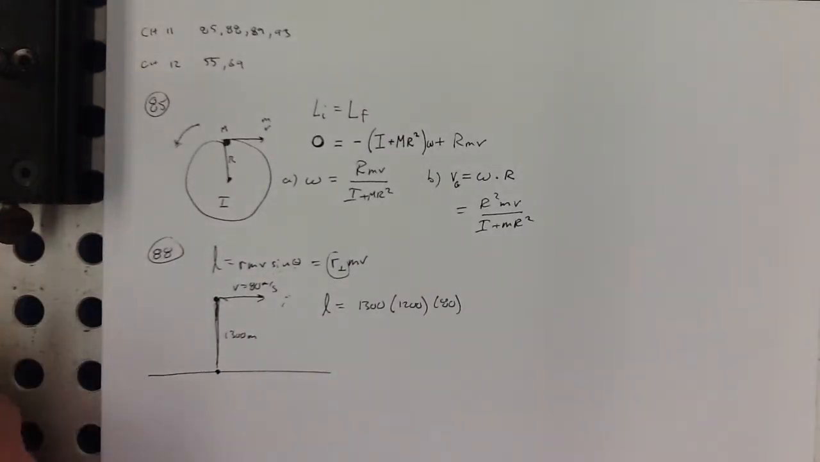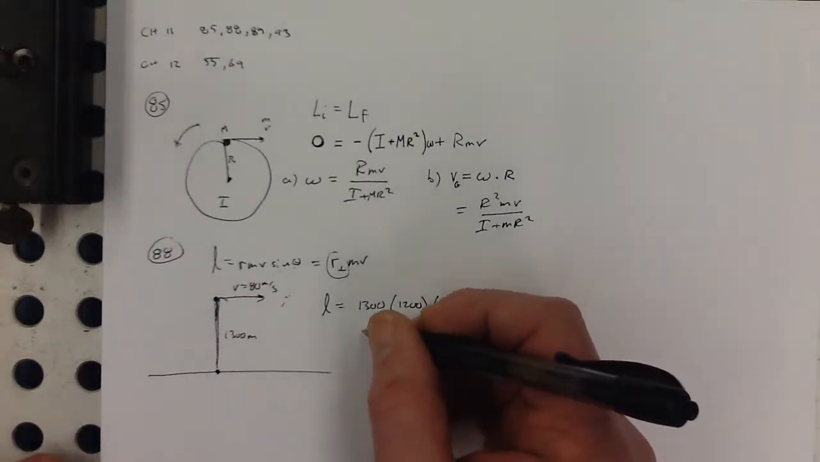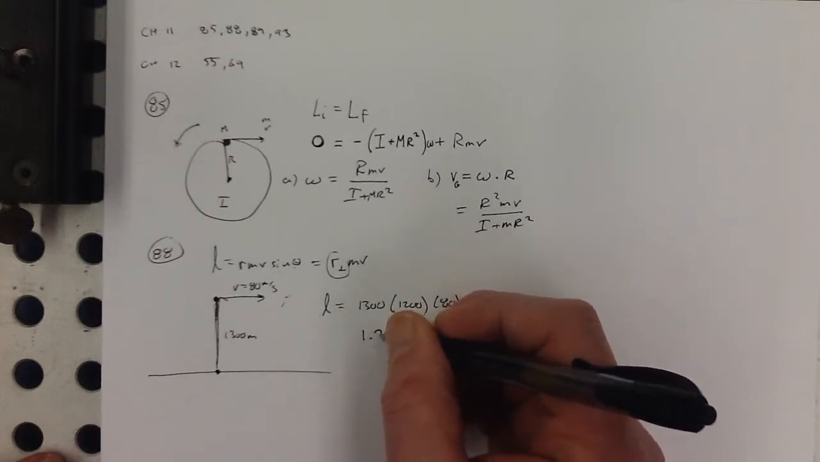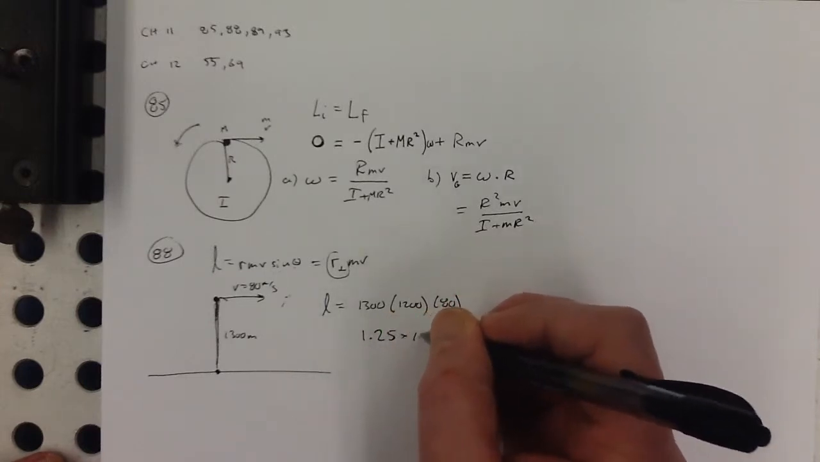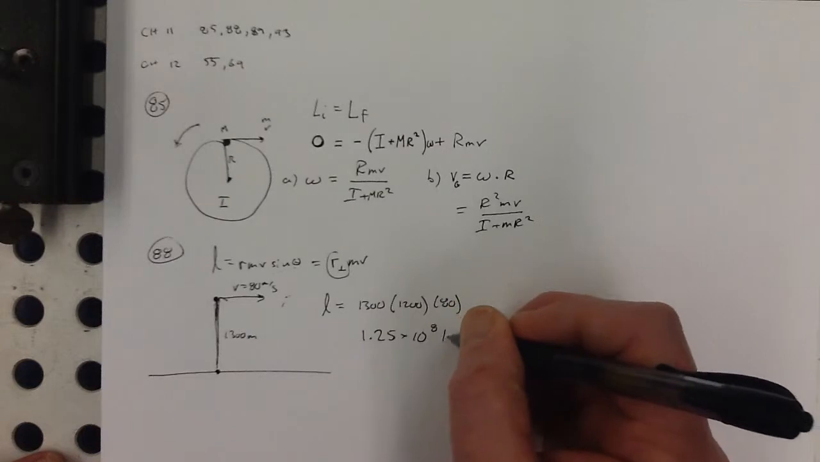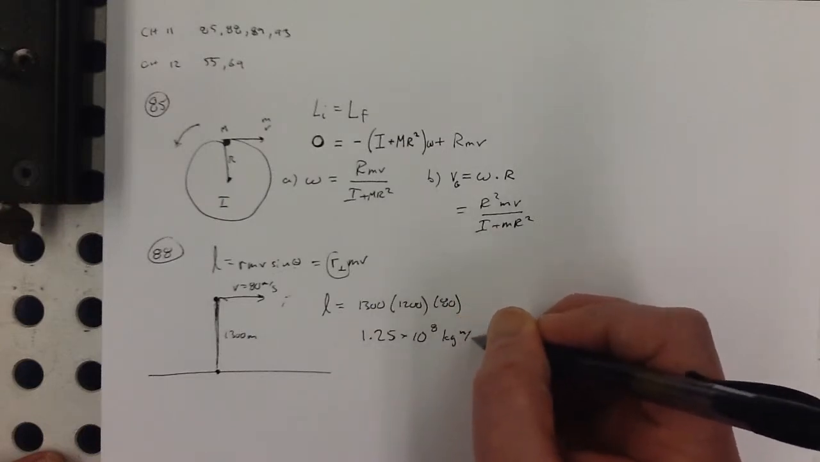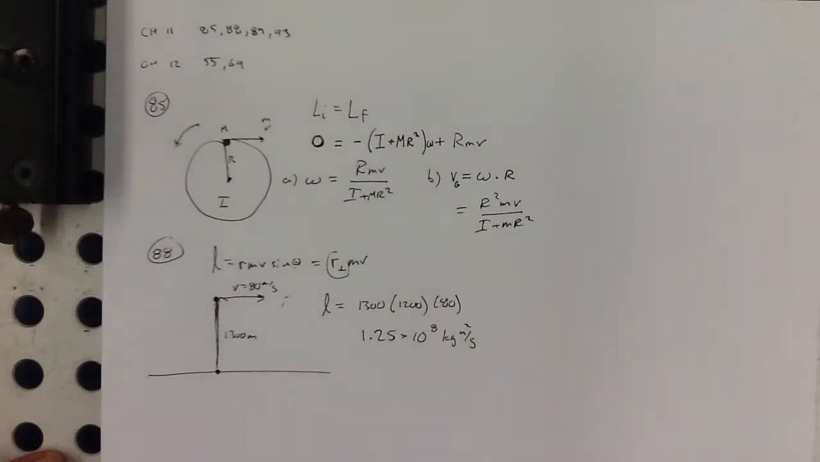So what do we have? 1,300 times 1,200 times 80. So about 1.25 times 10 to the 8th kilogram meters squared per second. That's units for angular momentum, right? All right, number 89.